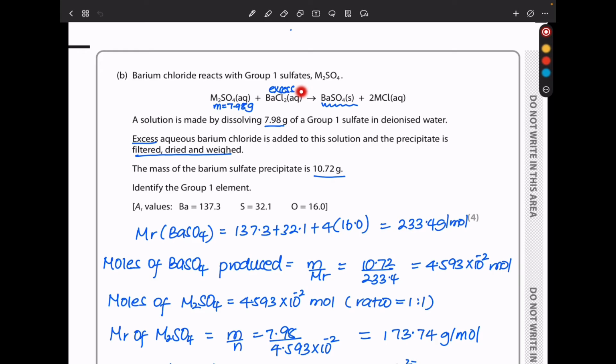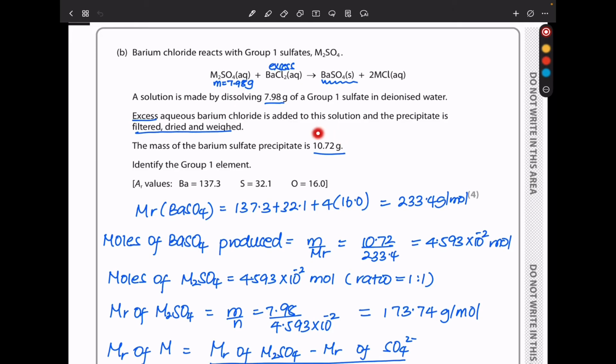So remember, this was excess, so this is going to be limiting and I can use that mass. So using the information, the MR of barium sulfate, I can calculate it, which is going to be barium 137.3 plus the sulfur 32.1 plus 4 oxygens, giving me 233.4 grams per mole. So moles of barium sulfate produced are going to be mass divided by MR, which is 10.72 divided by 233.4, giving me those as the number of moles of barium sulfate produced. And again, remember, this was the mass obtained. So I'm going to work backwards.